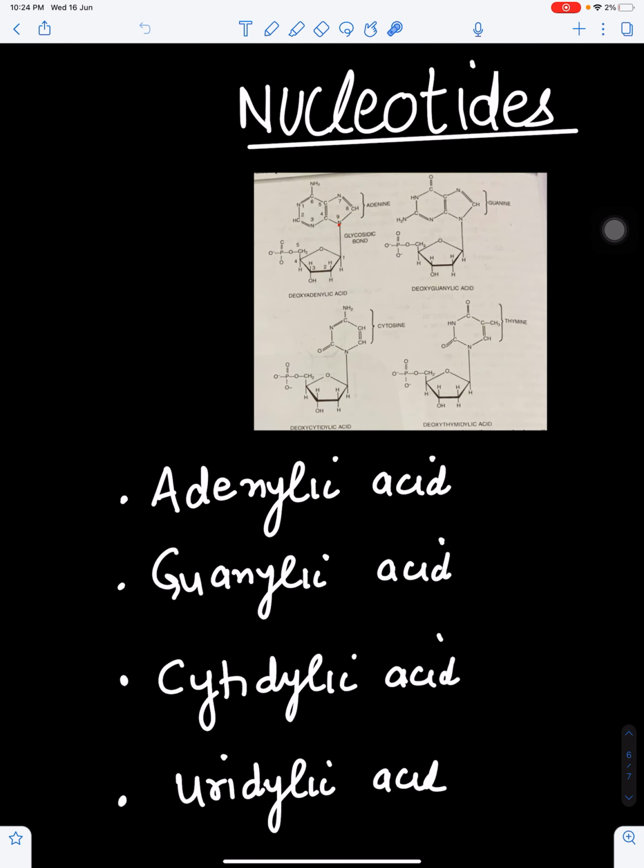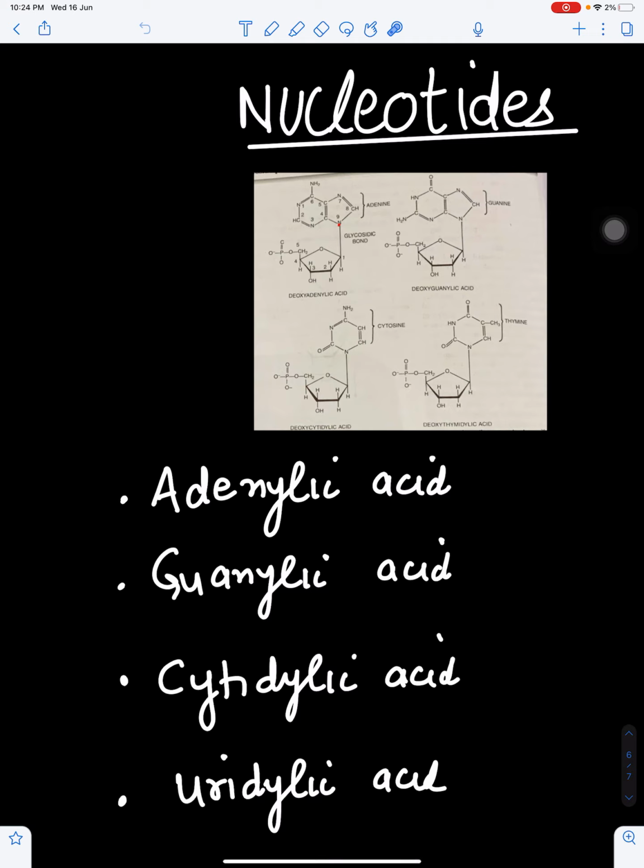Now, if sugar is ribose, there is sugar, nitrogenous base, and phosphoric acid. This is called as adenylic acid. Again, if we have guanine plus sugar plus phosphoric acid, this will be guanylic acid. If we have cytosine plus sugar plus phosphoric acid, ribose sugar, this is cytidylic acid. And if we have uracil plus ribose sugar plus phosphoric acid, this is uridylic acid. So these are constituents of RNA. And when deoxyribose sugar is there, they are constituents of DNA.